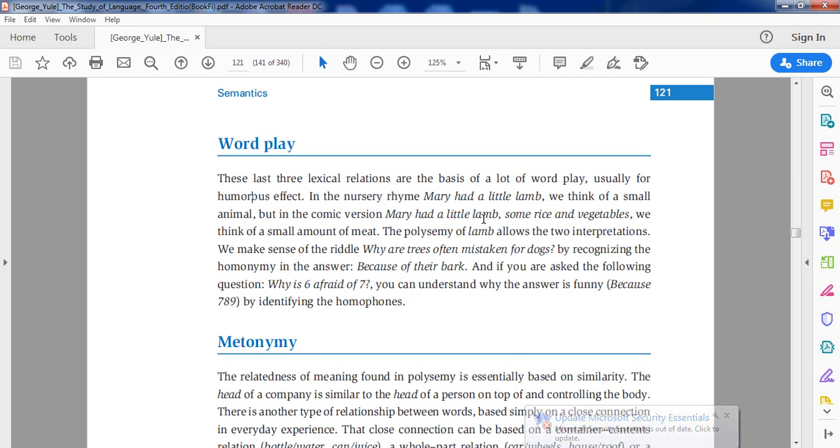Why? Because of polysemy of this word. It means that small animal, and also it means a piece of meat. So all in all, it's playing with the meanings of words, and using also the sounds.